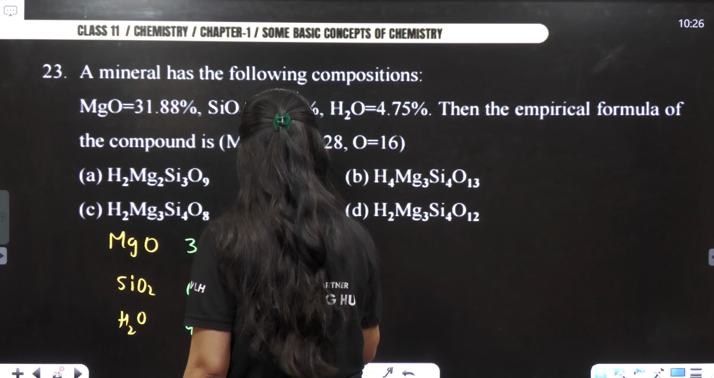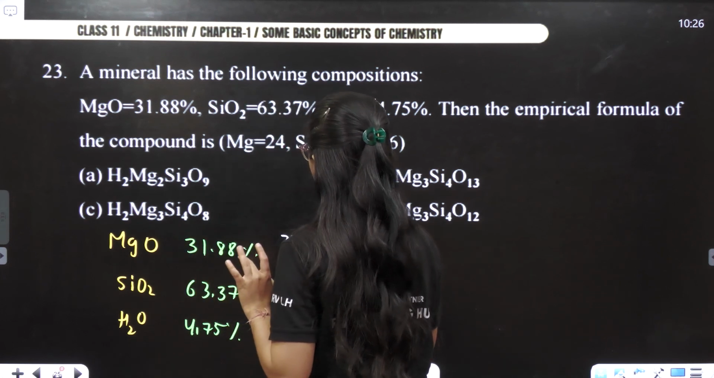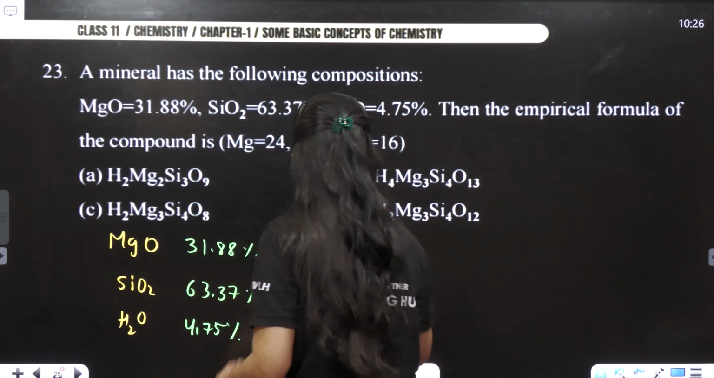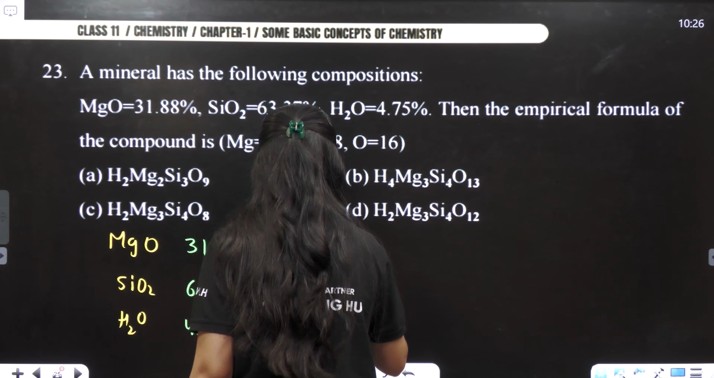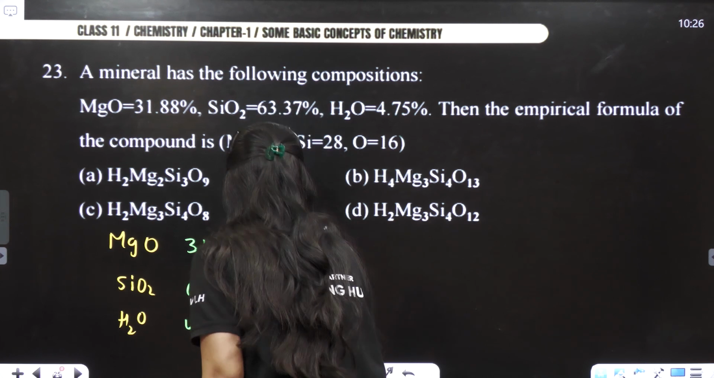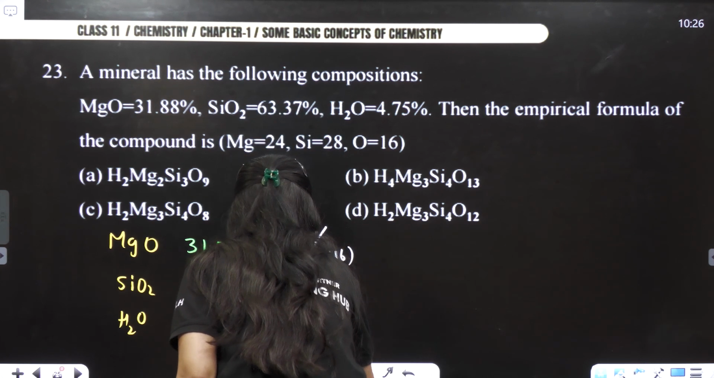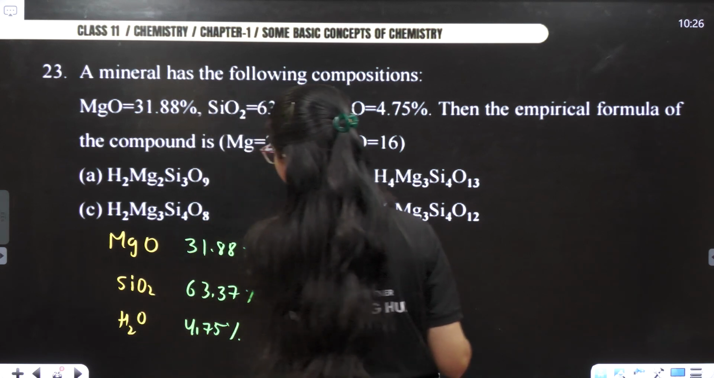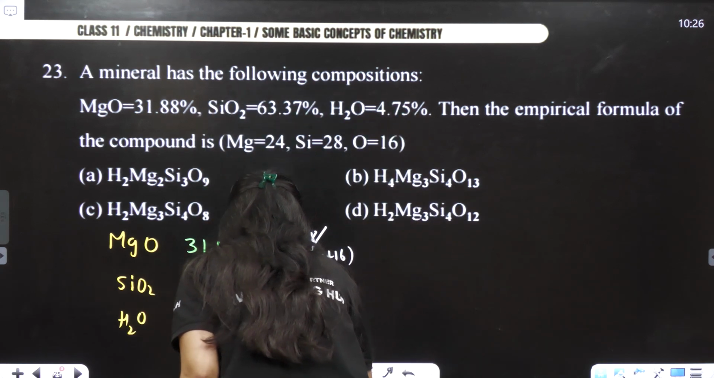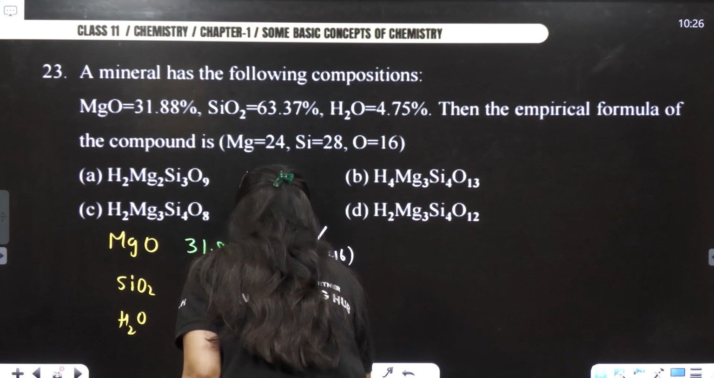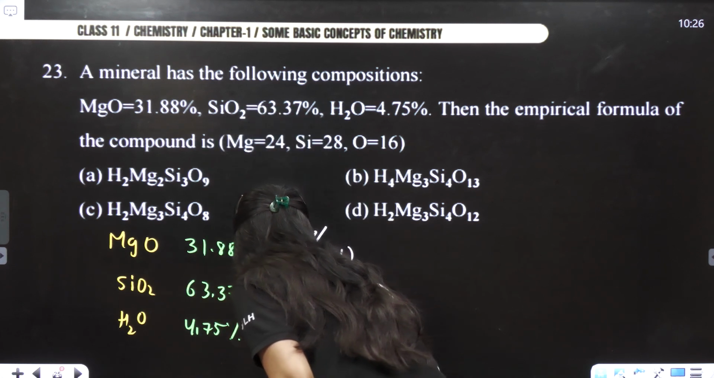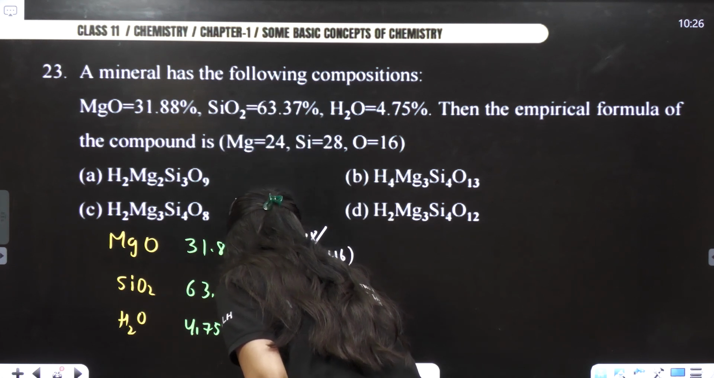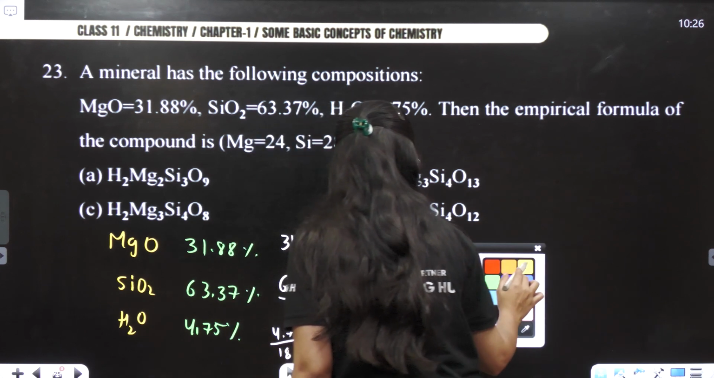Therefore 31.88 divided by, here you will be doing 24 plus 16. Next, if you take 63.37 divided by, silicon is 28 and oxygen 16 twos are 32, so it will be giving you 60. And water, if you take 4.75 divided by 18. So how much value will we be getting?